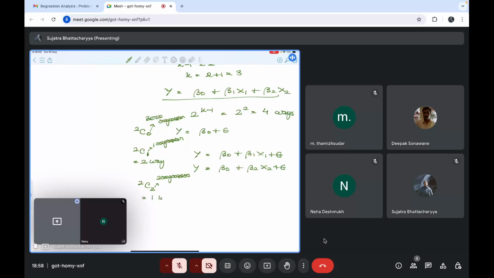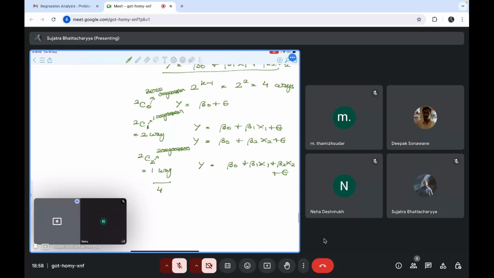Next, 2C2, or two regressors. This can be written as one way, which is the actual model: beta naught plus beta 1 x1 plus beta 2 x2 plus epsilon, right? So the total number of ways is how much? 4, which is nothing but 2 square. We have seen. Okay, so this is one example. You can take three regressor variables. Then what will be the total number of possible ways? 2 cubed, 8 ways.